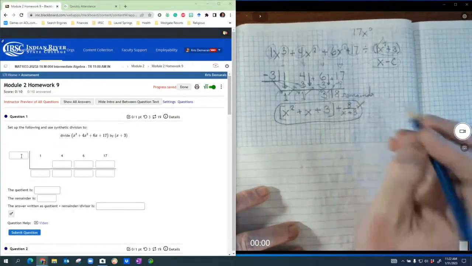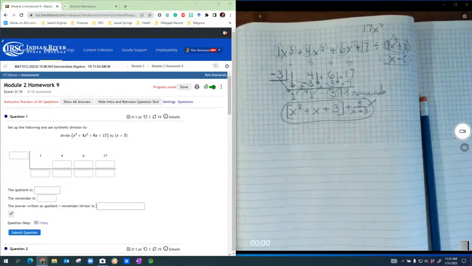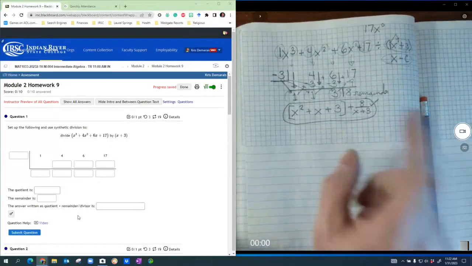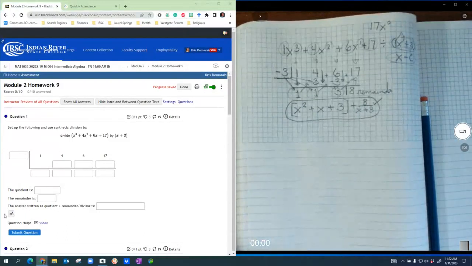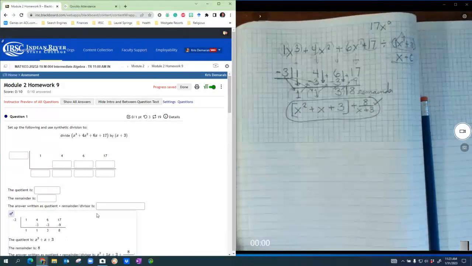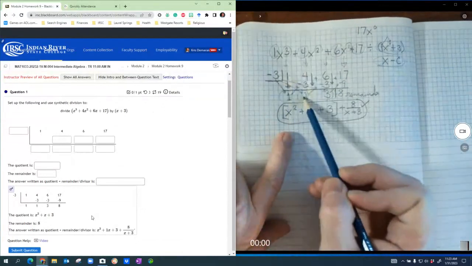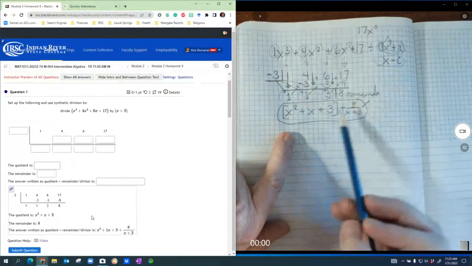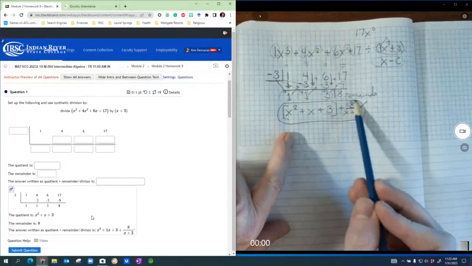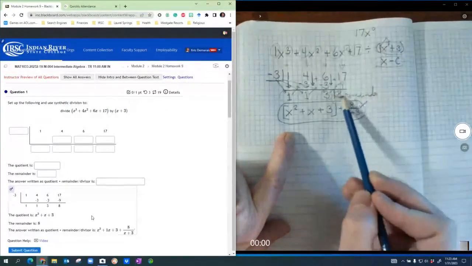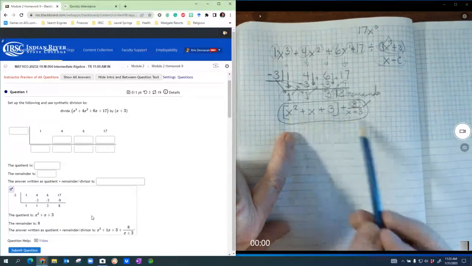All right, and that's the quotient, and that's the remainder. Now it says the answer written in quotient and remainder divisor is this right here. That's why I wrote that. So what's the answer? Okay, so let's see if we got it all right. We got the negative 3, we got the 1, the 3, the 8. And then this part is the quotient. The remainder is the value here, and that's why I put that here. And then we have the answer as what's indicated.